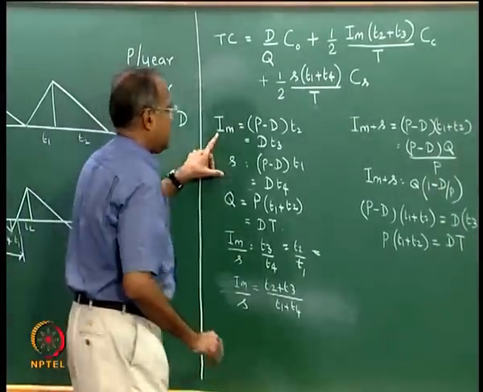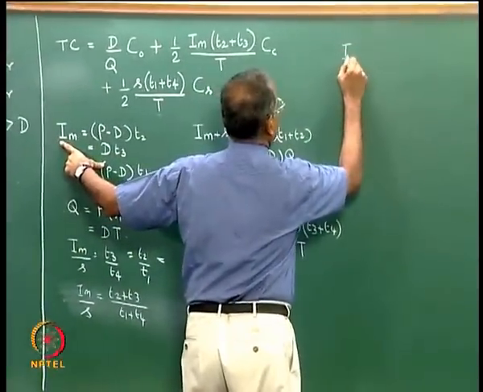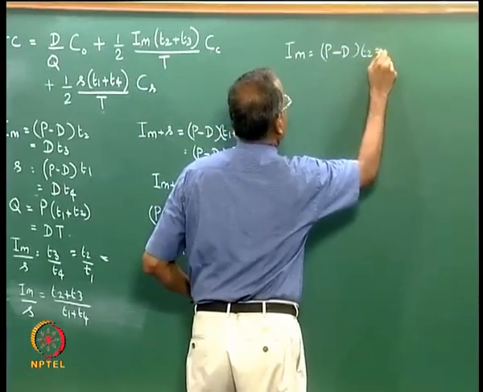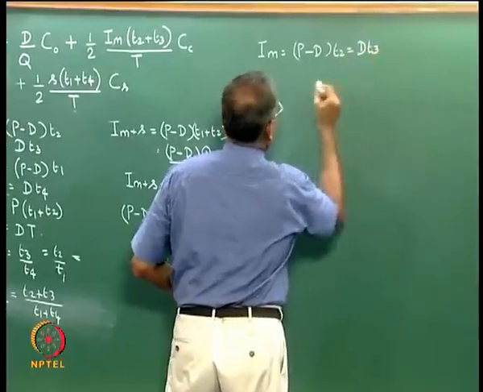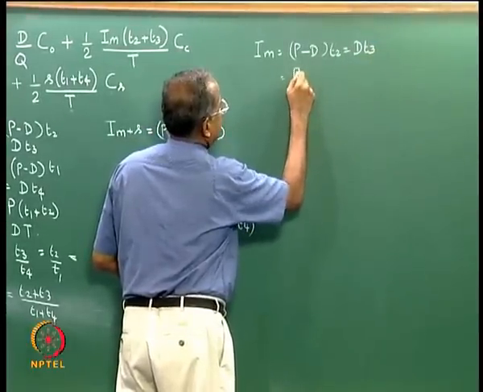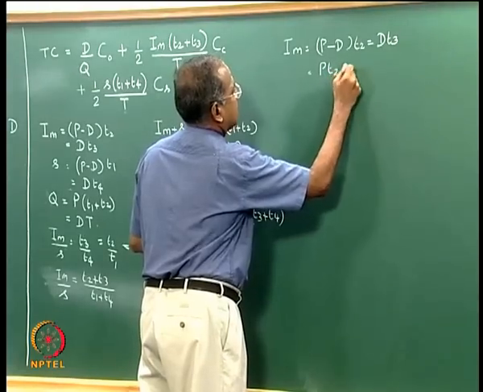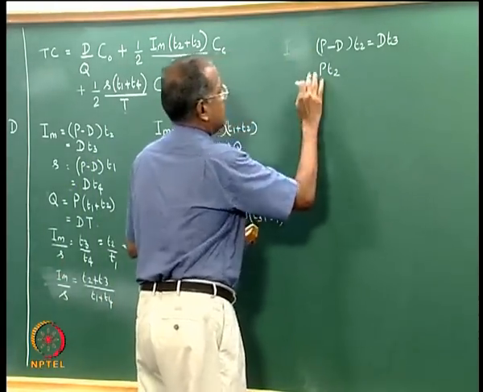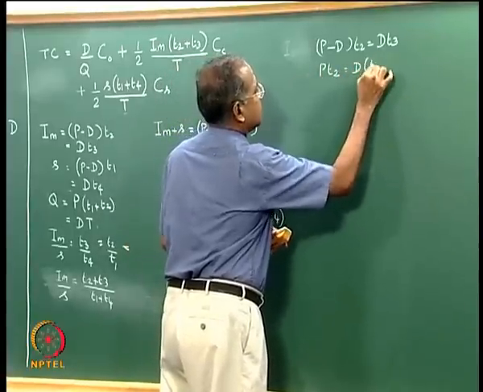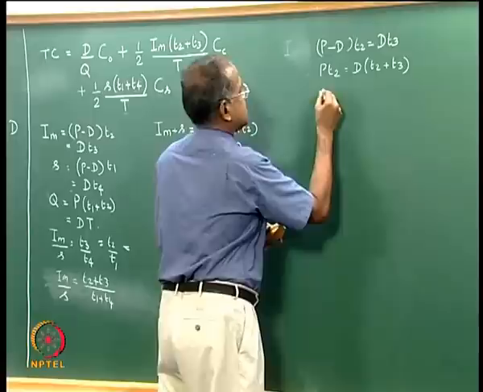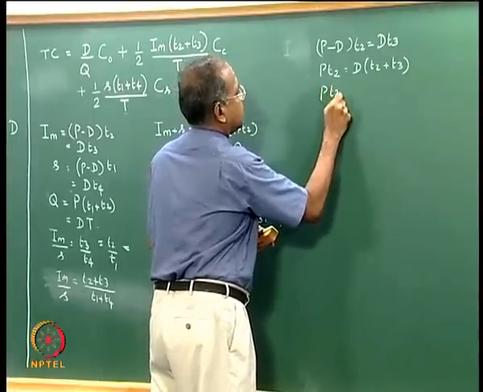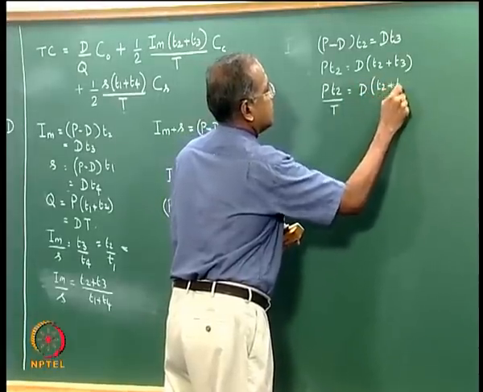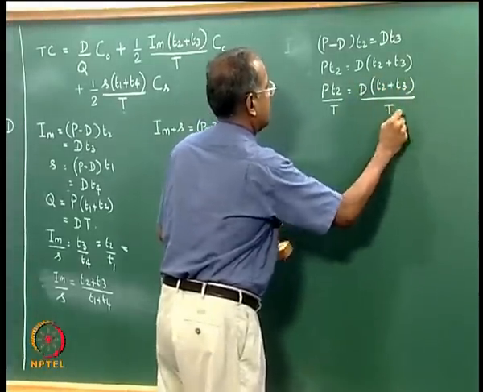Okay, we can write another thing from here. So, Im is equal to P minus D into T2, which is equal to D into T3. So, from this P into T2 is equal to D into T2 plus T3. So, P into T2 by T is equal to D into T2 plus T3 divided by T.